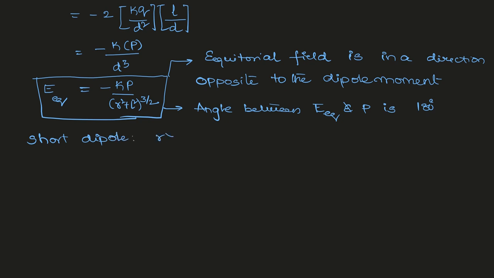Short dipole means R will be very much greater than L. In that case, equatorial field will be equal to minus Kp by R cube. So this is about axial field and equatorial field due to a dipole. Now we'll discuss the third case: at any point in the plane due to a short dipole.